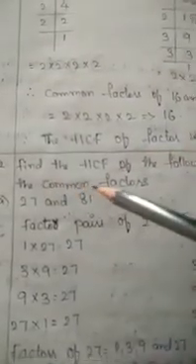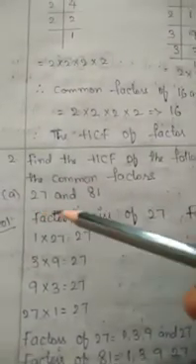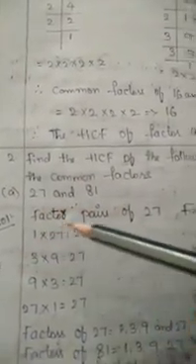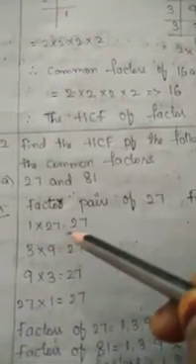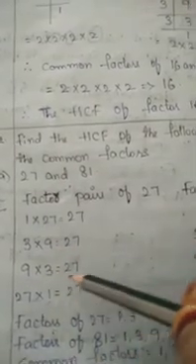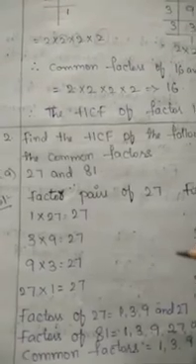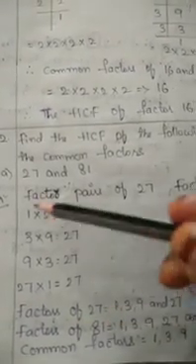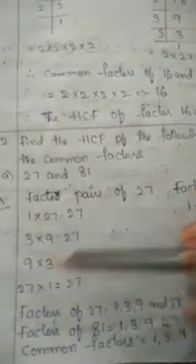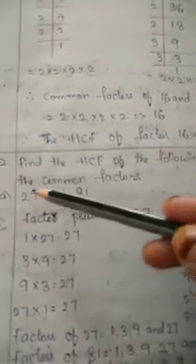Find the HCF of the following by listing the common factors: 27 and 81. Factor pairs of 27: 1 into 27 equals 27, 3 nines are 27, 9 threes are 27, 27 into 1 equals 27. So the factors of 27 are 1, 3, 9 and 27. This we have completed for 27.